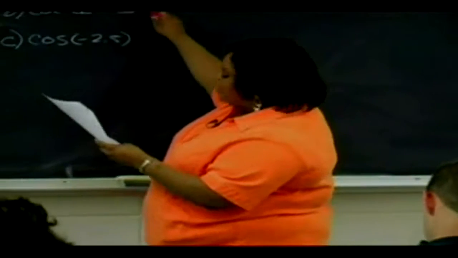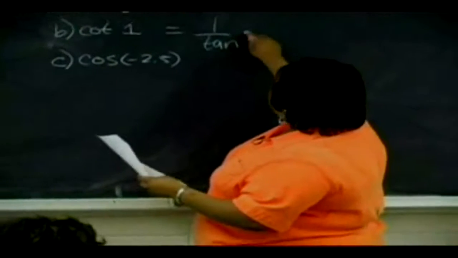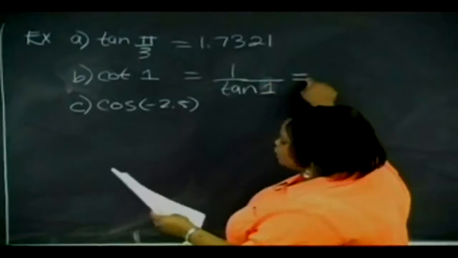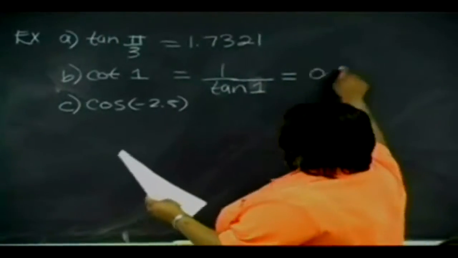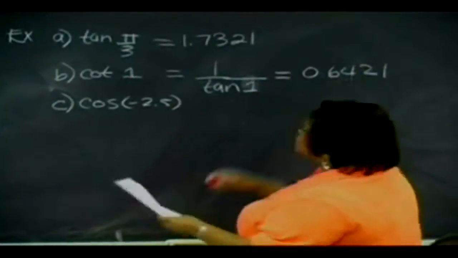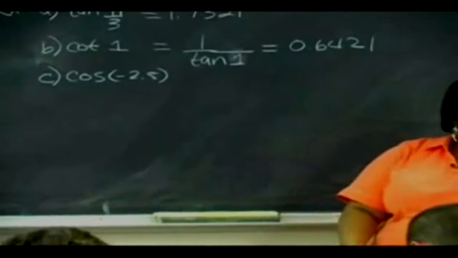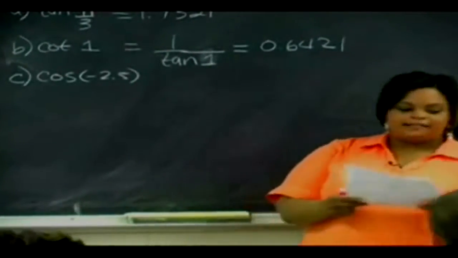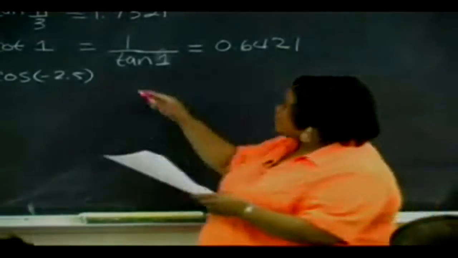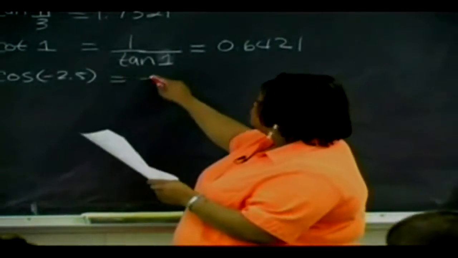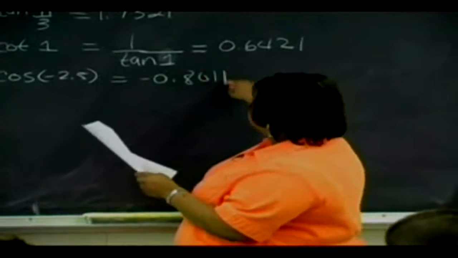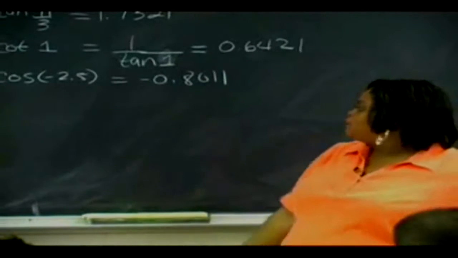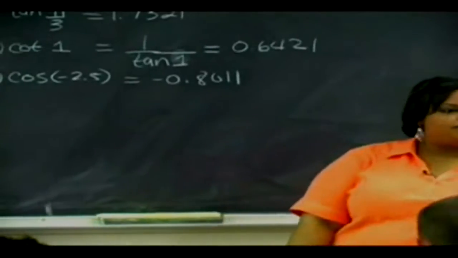Cotangent 1, you may have to do what? Some of you may have a cotangent button. Some of you may not. But that's 1 over tangent, and you should get 0.6421. Did you get that? This is just to make sure we know how to work our calculators. Cosine of negative 2.5, see if you get what we have on the board.